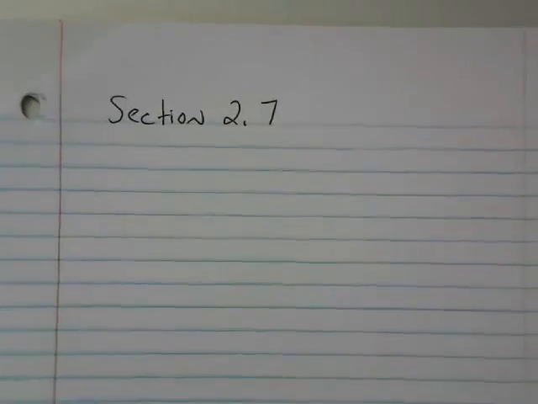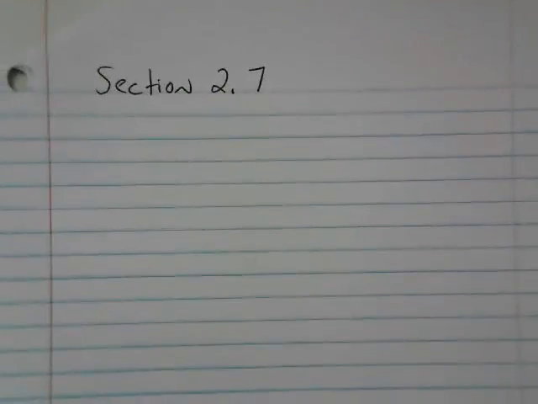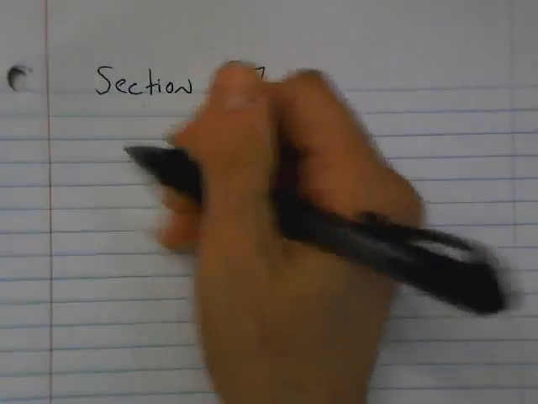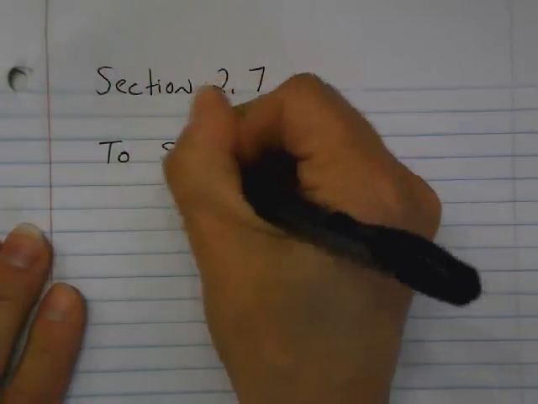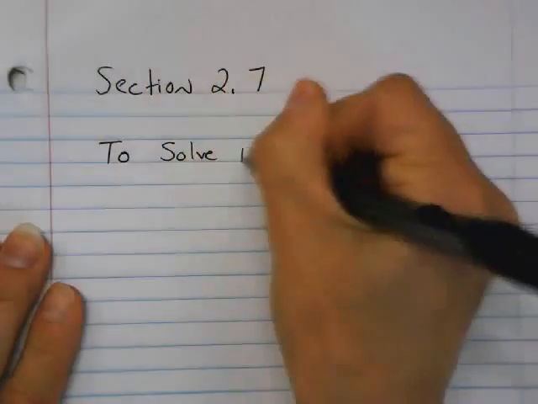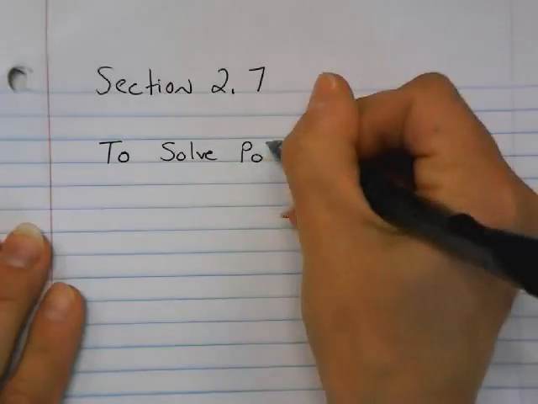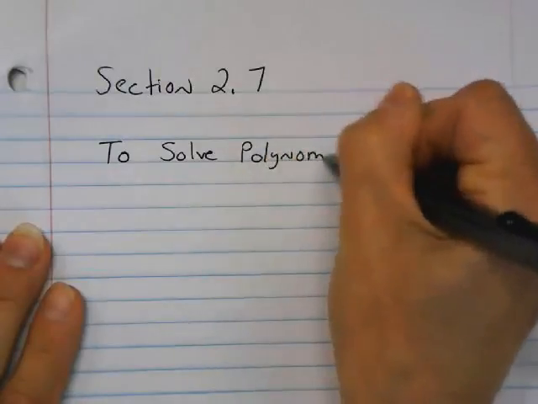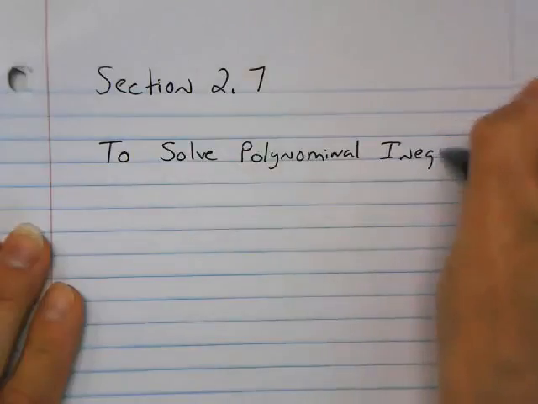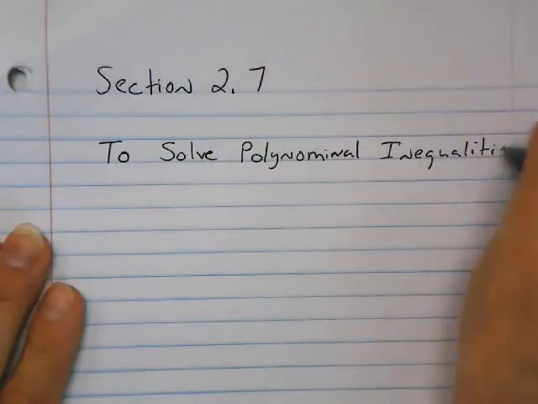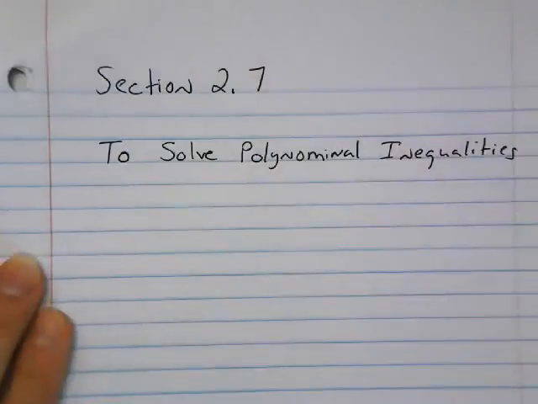Alright, welcome. So today we're going to talk about section 2.7, which is on polynomial and rational inequalities. Okay, and to start I want to go ahead and give you some steps. So to solve polynomial inequalities, you're going to do 5 steps.